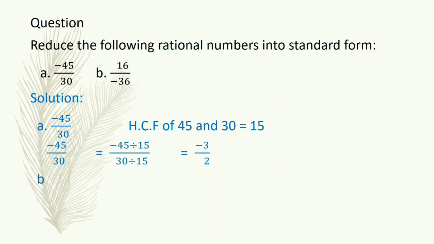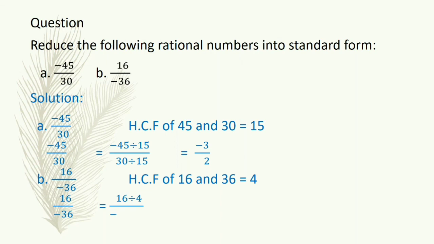Now, 16 by minus 36. Here the HCF of 16 and 36 is 4. And we divide 16 and 36 by 4. We get 4 by minus 9. And here we have the denominator as negative. In order to change the negative denominator into positive, you have to multiply both the numerator and denominator by minus 1, and hence we get minus 4 by 9, and that is the standard form of the given rational number.